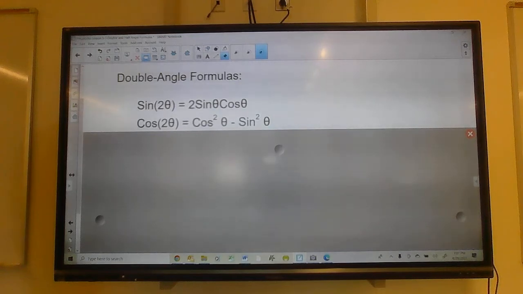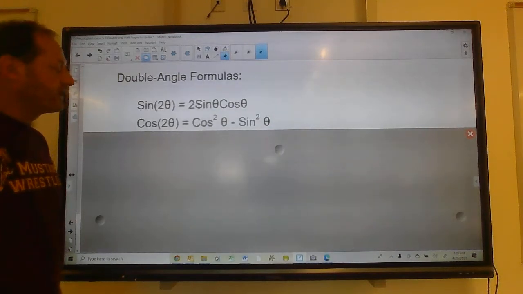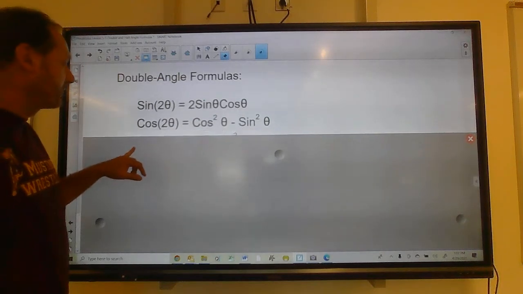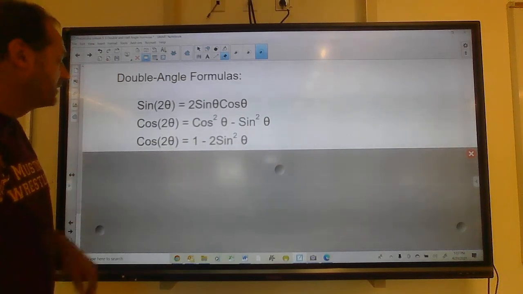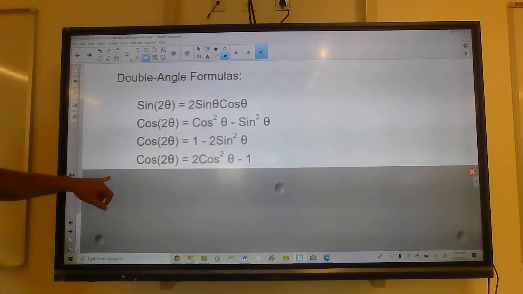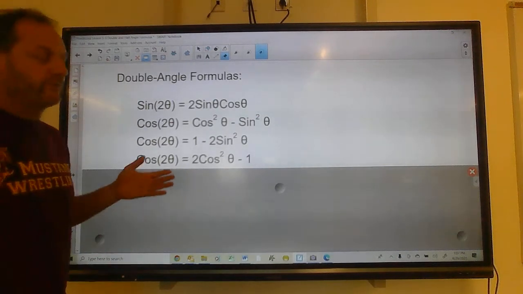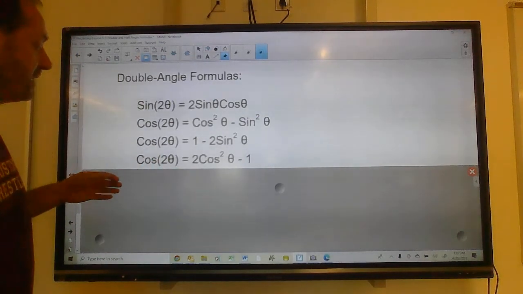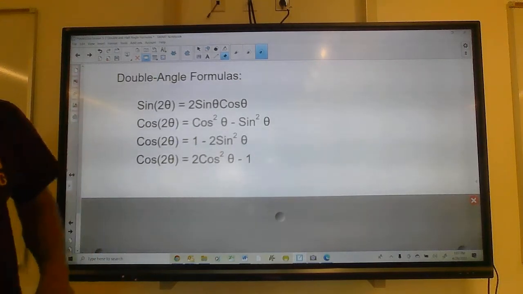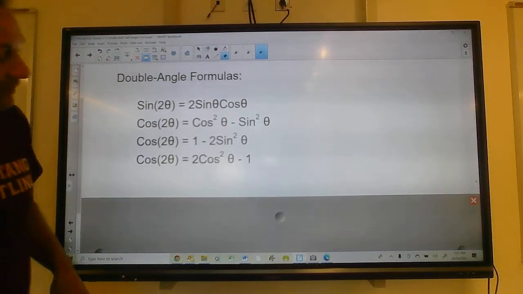The cosine of 2 theta is cosine squared theta minus sine squared theta. There's actually a couple different formulas you can use for cosine 2 theta. Here's another one. Cosine 2 theta is 1 minus 2 sine squared theta. Cosine 2 theta is also 2 cosine squared theta minus 1. So it depends on which one is the most convenient for you to use.